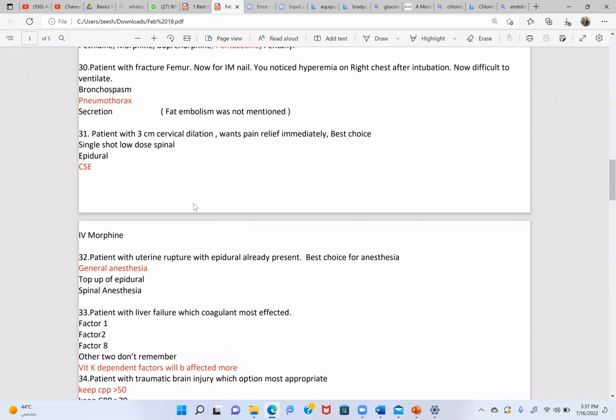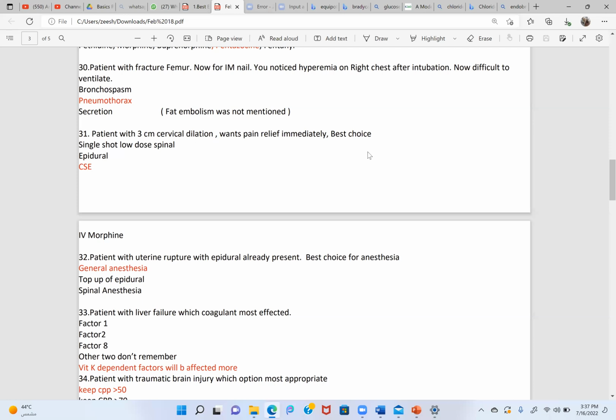Morphine will not give immediate pain relief. Morphine still takes 15 to 20 minutes for its effect. Okay. Morphine is less lipid soluble. Morphine does not take effect quickly. Okay. Then it means CSE is right. Yes, CSE may be right.